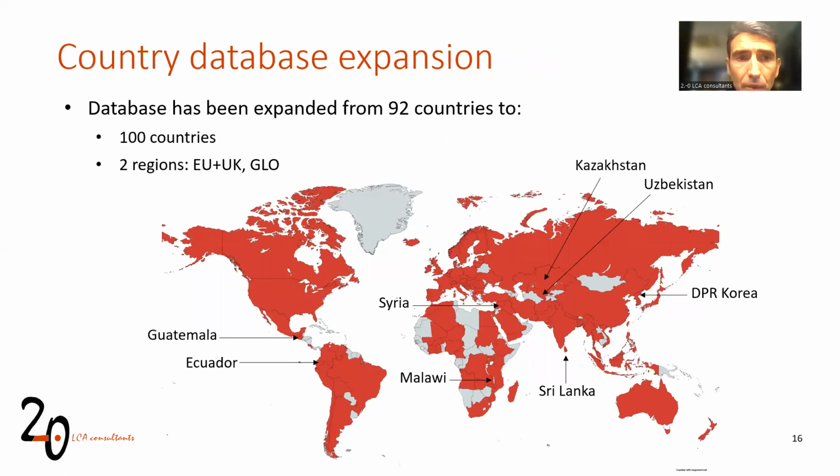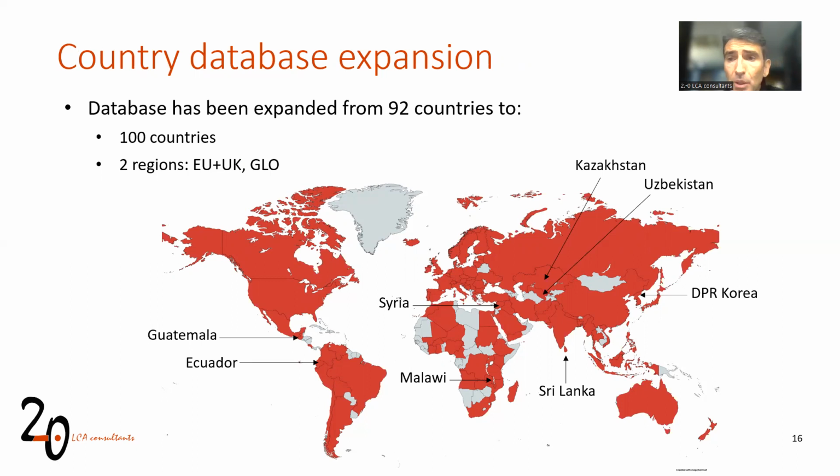Then we have, as a next topic, the expansion of the country database. We have now reached a total of 100 countries. It was 92 before. But also we are providing data for two regions, namely the EU plus UK, so that would be the former EU 28, and a global average. These two regions are calculated as an average with the individual countries weighted for population.